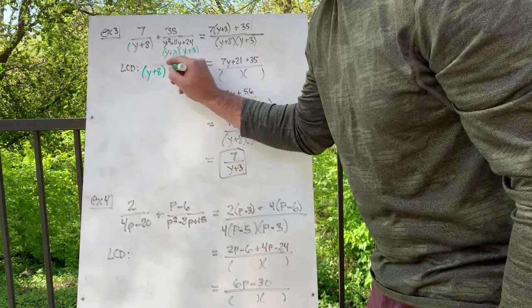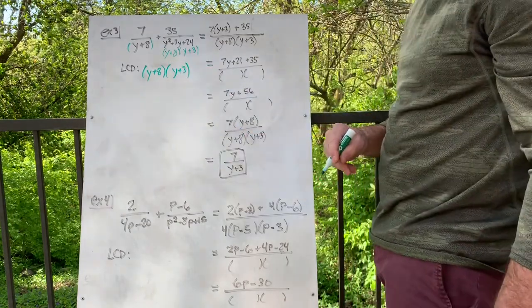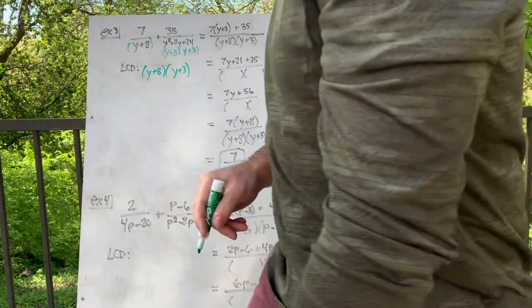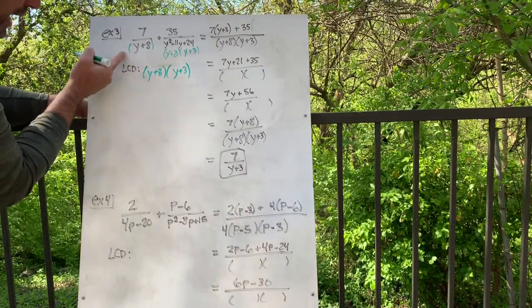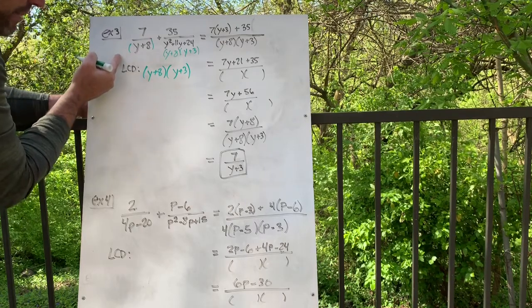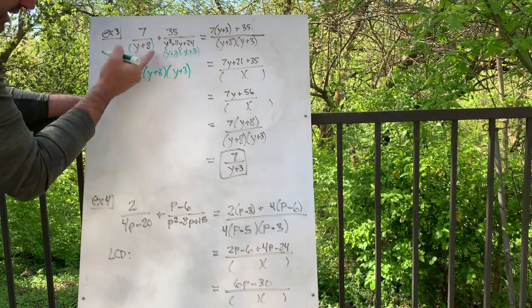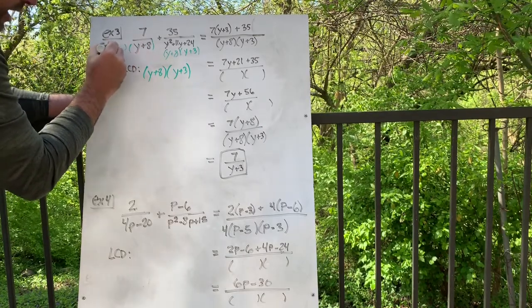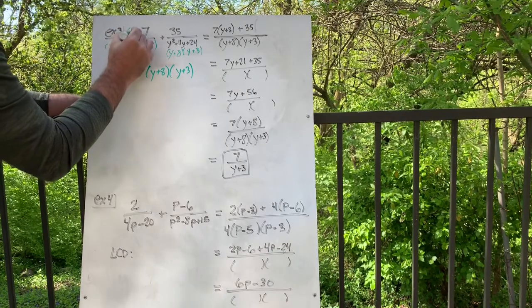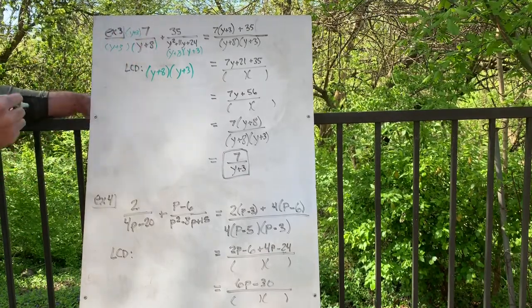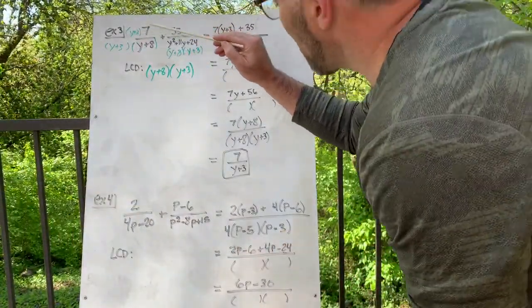But this one has a y plus 3. So my LCD needs to have a y plus 3 as well. So what does that mean? Well, that means I need to transform this denominator so it's the same as my LCD. This one's already the LCD, but this one's missing a y plus 3, right? So I need to multiply top and bottom times y plus 3. And I've done it here. 7 times y plus 3.